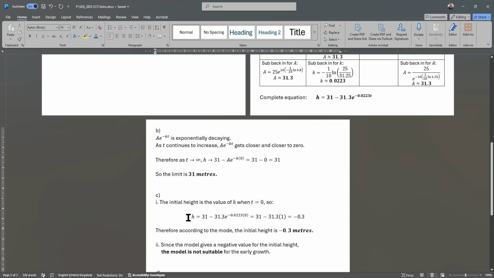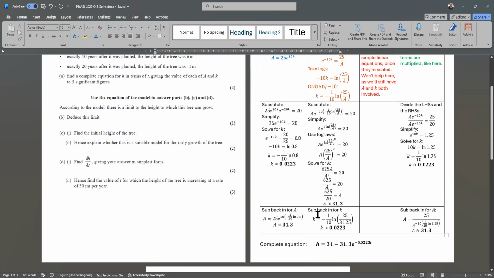And if you do that, you find a value for h, which is small, but it's not 0. You would expect that when a tree is planted, it has a height of 0. But this model seems to suggest it has a height of minus 0.3 meters. Now, that doesn't mean you're wrong. It just means the model is not perfect for all values of t.